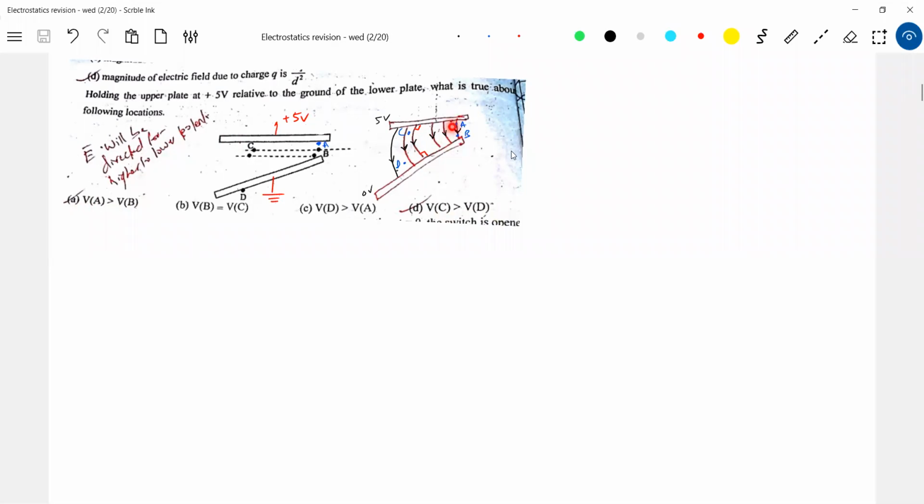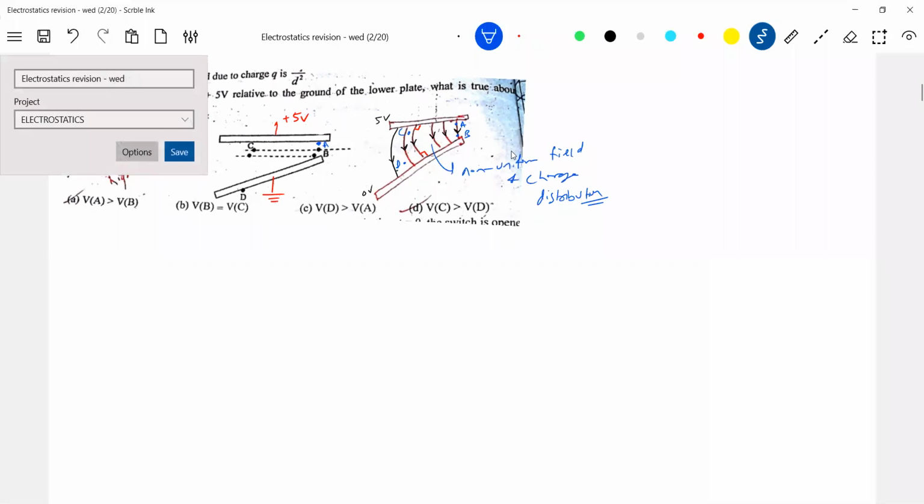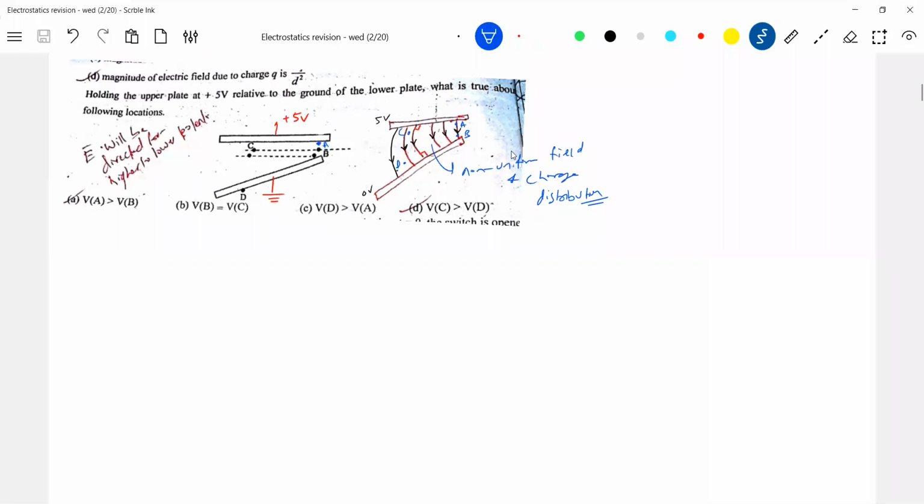So what about the lines? The field will not be uniform. Write it here. Now, what about the charge distribution? Will it be uniform or non-uniform? Definitely the field distribution should be non-uniform, so the charge distribution should also be non-uniform. Non-uniform field and charge distribution. So if they take a capacitor where one of the plates is slightly inclined, these conditions will occur.